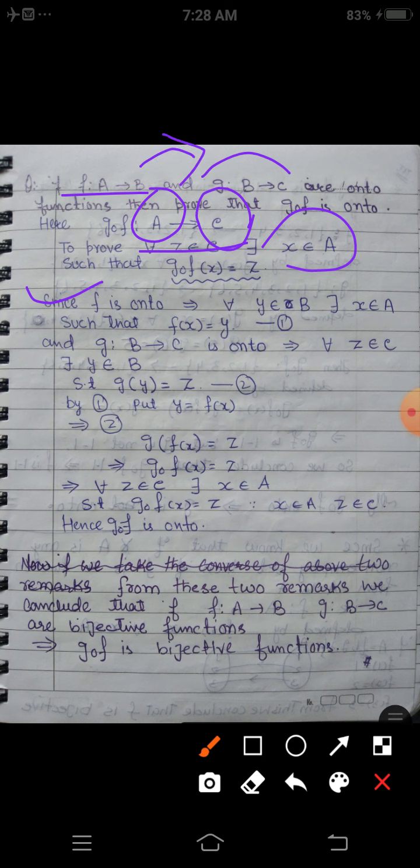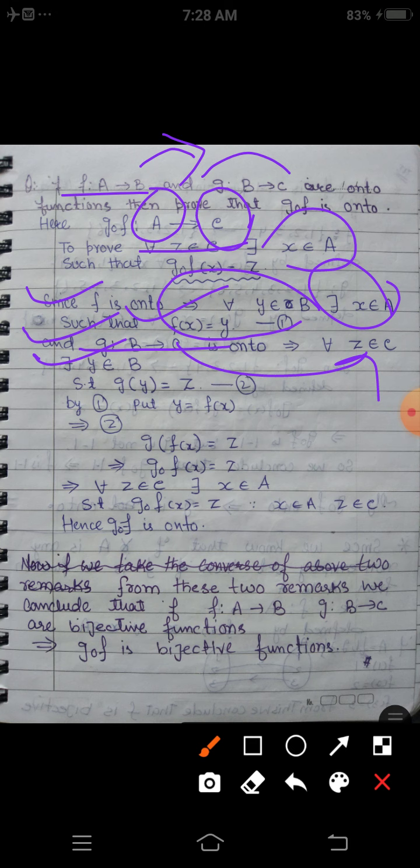Now it is given that f is onto, so this means that there exists y in B, because the codomain of f is B, such that there exists x belongs to A, such that f of x equals y. Name it first. Also g is a function from B to C and is onto because it is given. So for z belongs to C, an arbitrary element in C, there exists y belongs to B, such that g of y equals z, because it is given that f as well as g are onto functions.